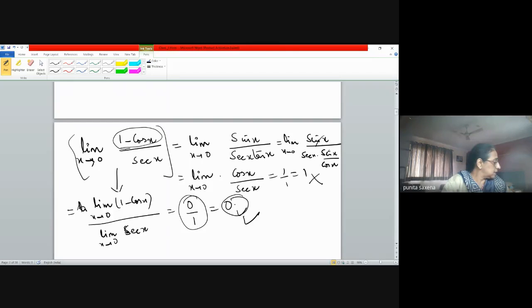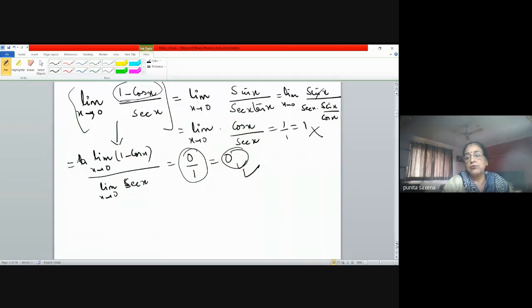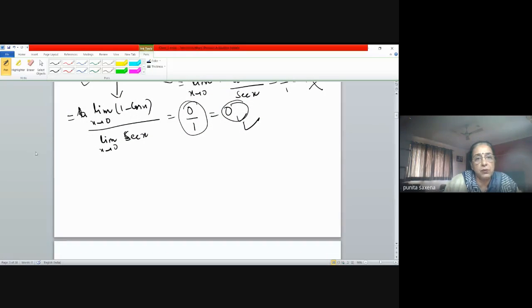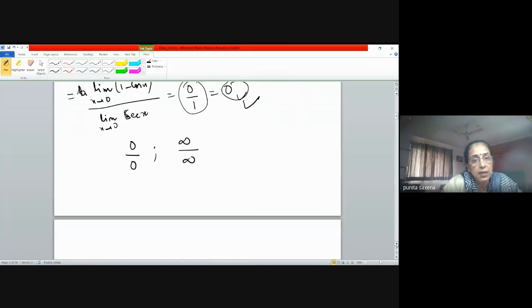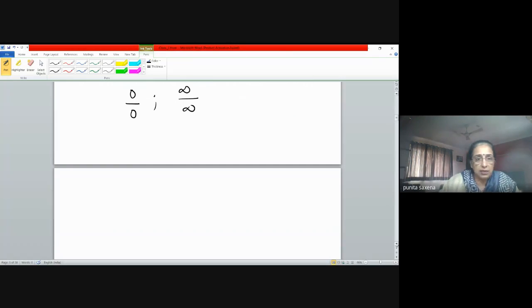Similarly, we can have functions where we have to apply L'Hopital's rule more than once. We can have functions where we have to apply only once. But then the L'Hopital's rule can be applied only if our form is either 0 by 0 or infinity by infinity. Now, it's not that these are the only forms we'll end up with. Another function that you are all familiar with is this. Limit x tending to 0, 1 plus 1 by x to the power x.